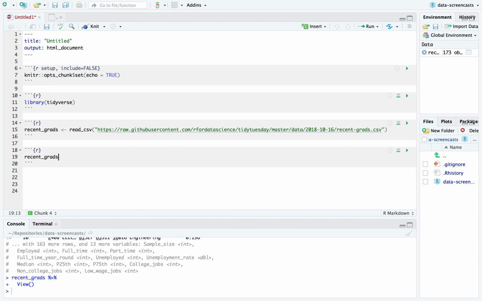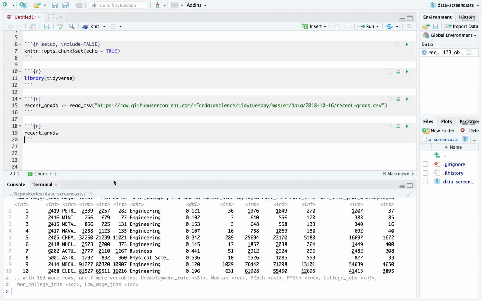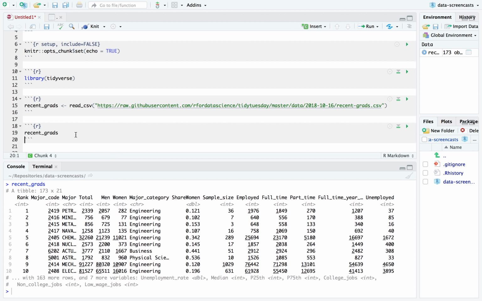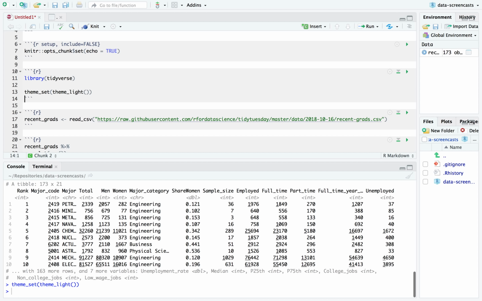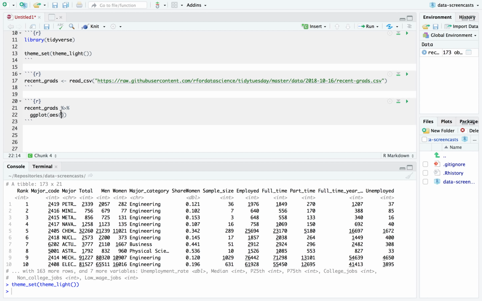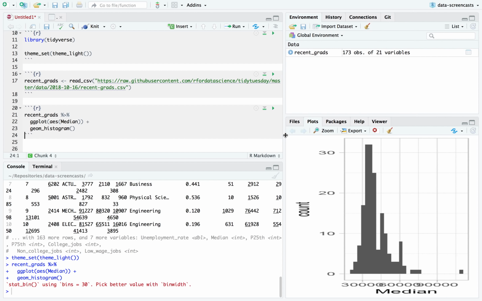All right, so I'll take a look at recent grads. Now that I've picked something I'm interested in, I'm going to want to make a plot. I want to know the distribution of medians. Are some of them really low earning, some of them high earning? I like to set my theme to a non-default ggplot2 theme usually, but I'm going to make a plot of median. When I look at a distribution, I want to see a histogram.